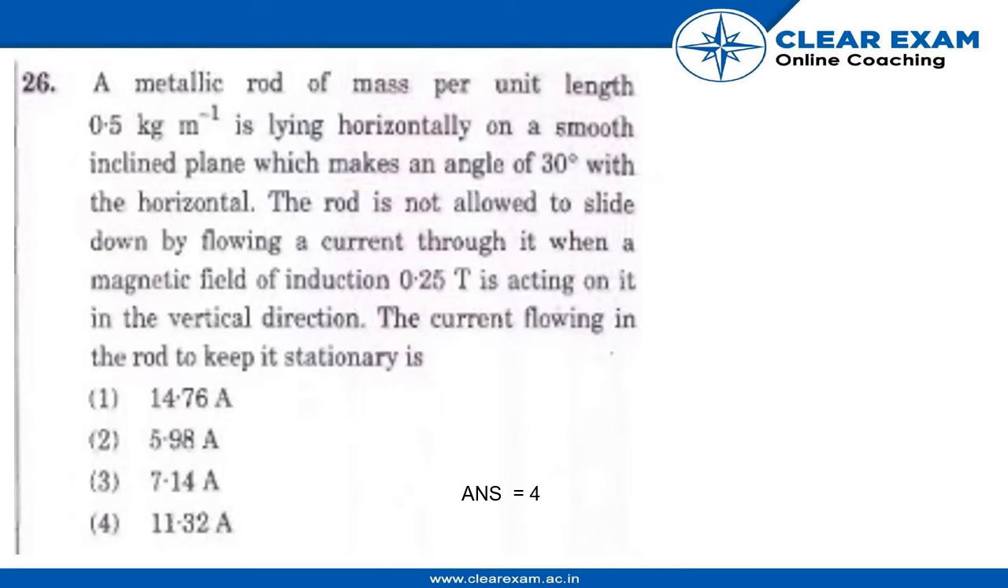Hello guys, we have a question here that says a metallic rod of mass per unit length 0.5 kg per meter is lying horizontally on a smooth inclined plane which makes an angle of 30 degrees with the horizontal. The rod is not allowed to slide down by flowing a current through it. When a magnetic field of induction 0.25 T is acting on it in the vertical direction, the current flowing in the rod to keep it stationary is?